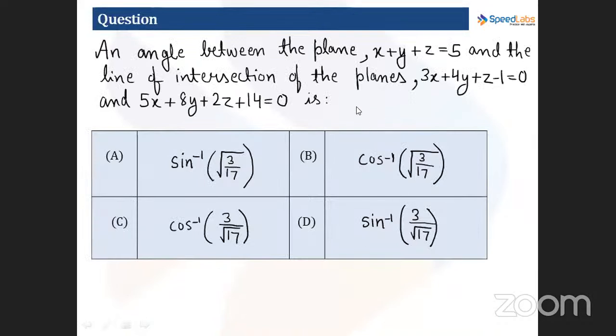Okay, this is from 3D. Find the angle between the plane x plus y plus z equal to 5 and the line of intersection of the planes 3x plus 4y plus z minus 1 equal to 0 and 5x plus 8y plus 2z plus 14 equal to 0.